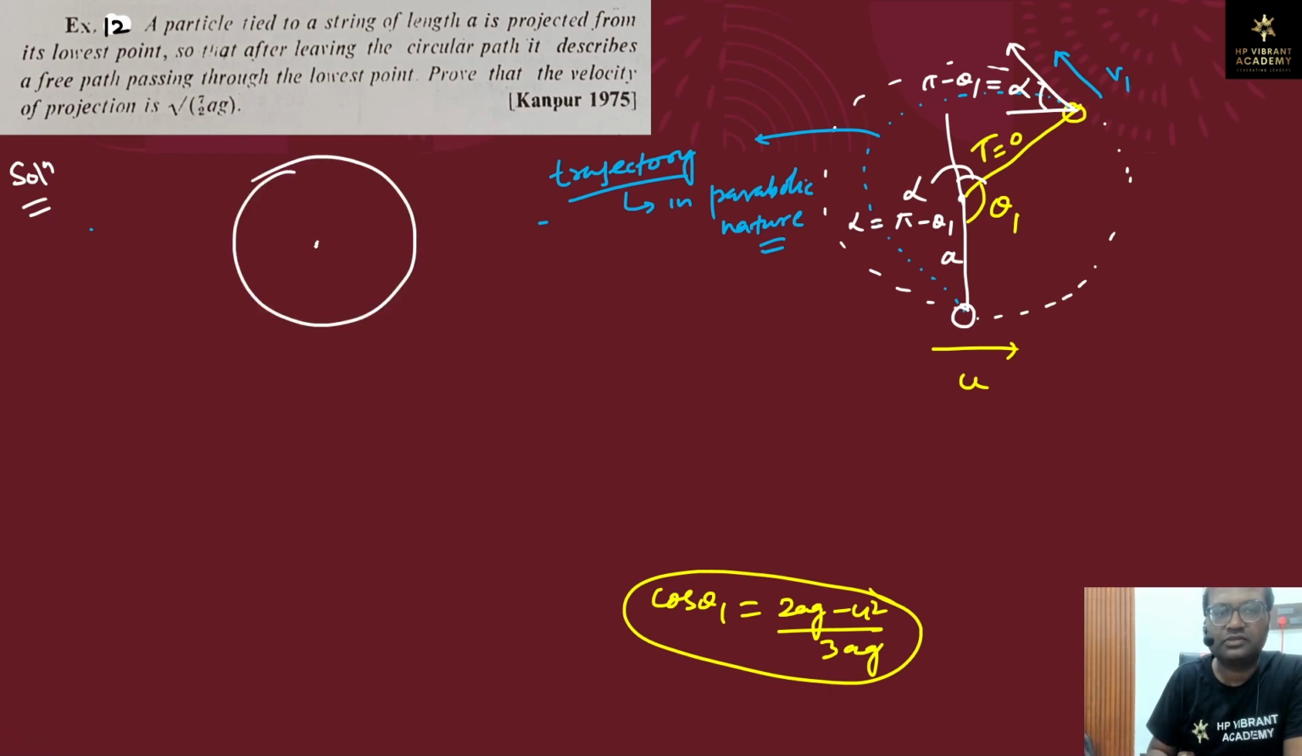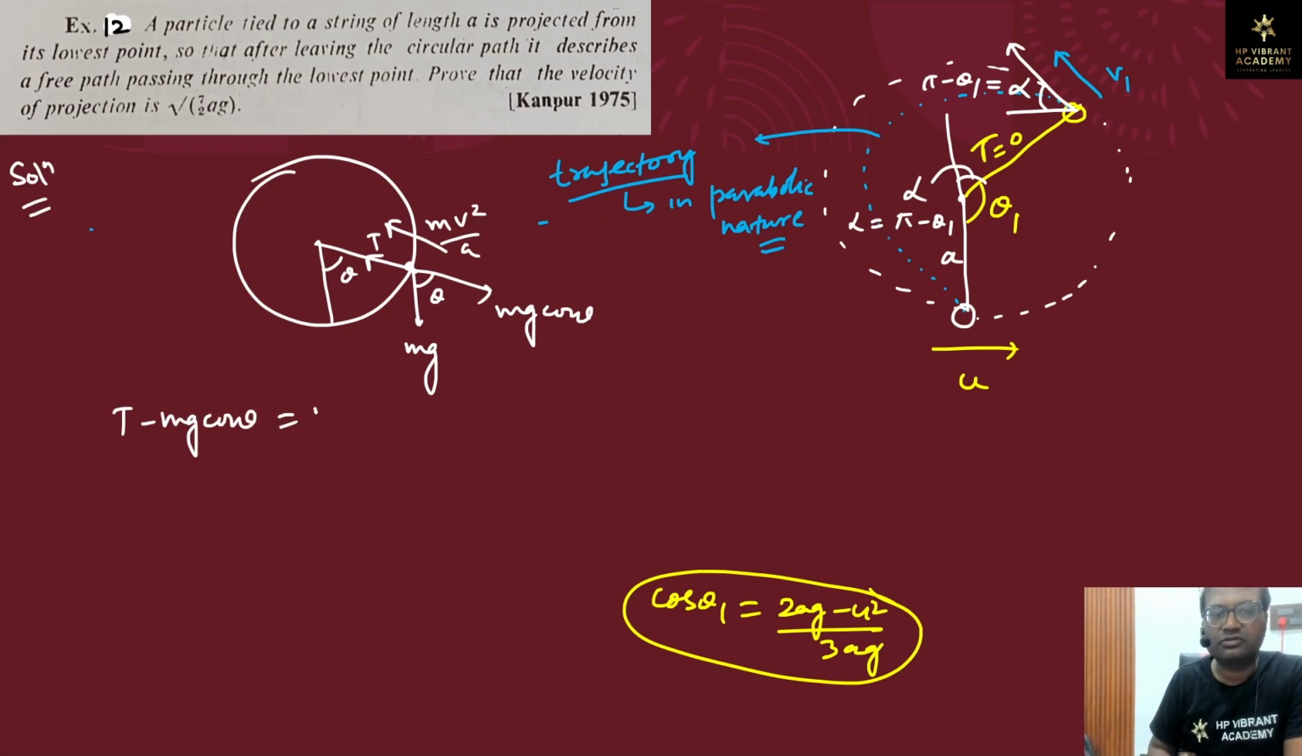At a random theta, what are the forces acting on this particle? One is due to its weight mg. The second is the resolved part of the weight, that is mg cos theta. Then tension and the centrifugal acceleration m v square upon a. So the force balancing equation is T minus mg cos theta equal to m v square upon a. This means T is equal to mg cos theta plus m v square upon a.